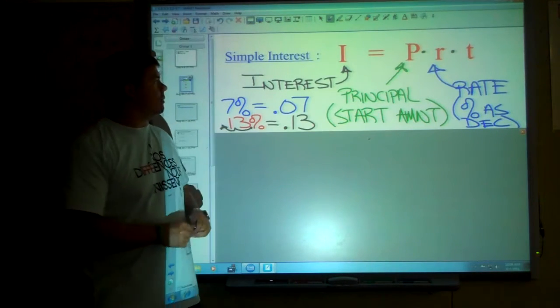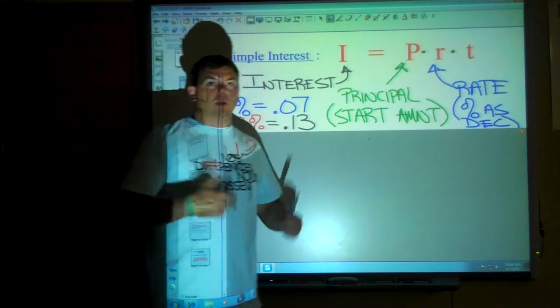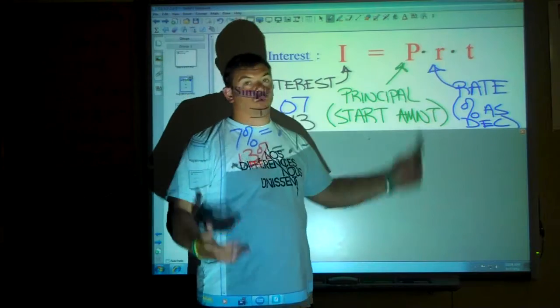Probably the number one mistake when people use the simple interest formula is they plug in the rate as the percentage. So if the rate says 5%, they stick a 5 there and they get it wrong.